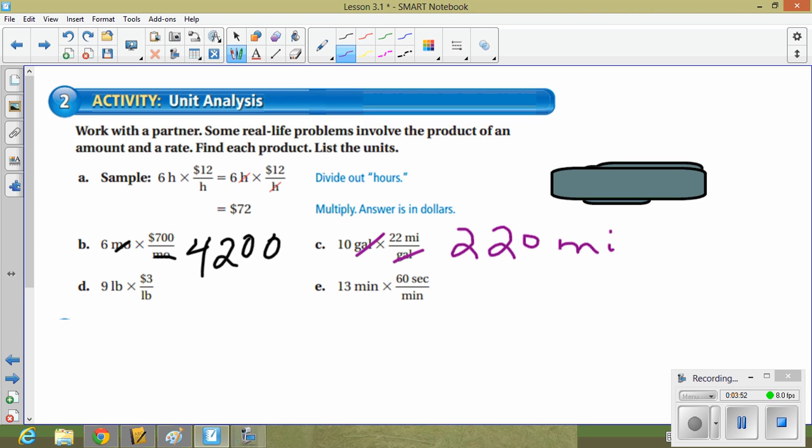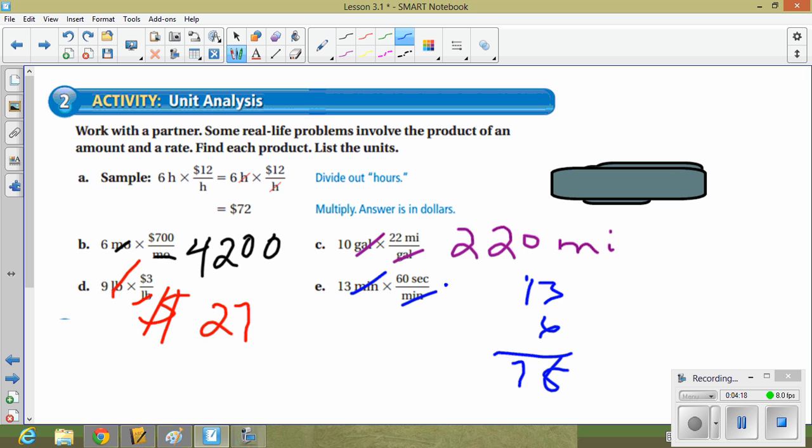All right, letter D, I can cross-cancel pounds. And that leaves me with 9 times $3, or $27. And this last example, I have 13 minutes times 60 seconds per minute. That allows me to cross-cancel minutes, giving me 13 times 60. I get 780 seconds. So please be sure these 4 examples are written in your notebook, and then you can move forward.